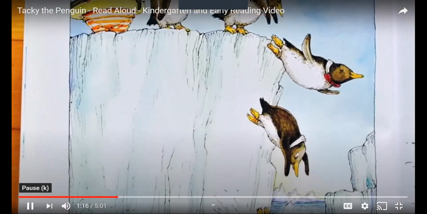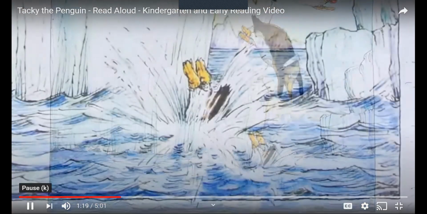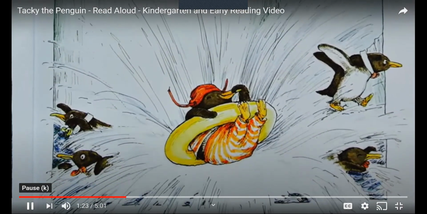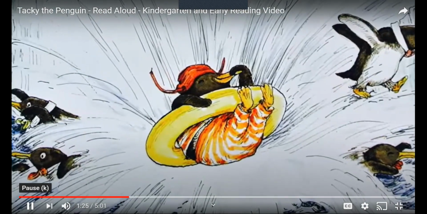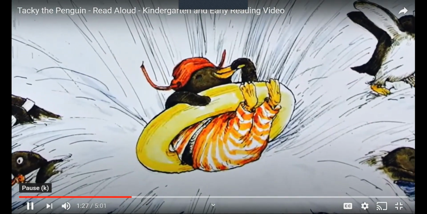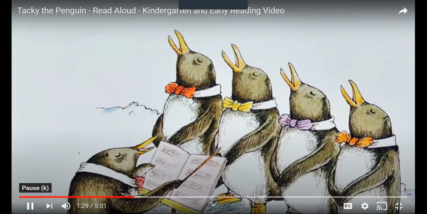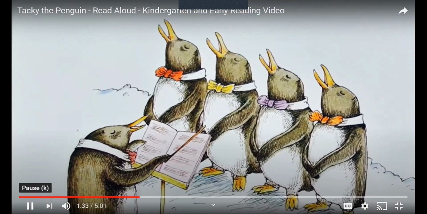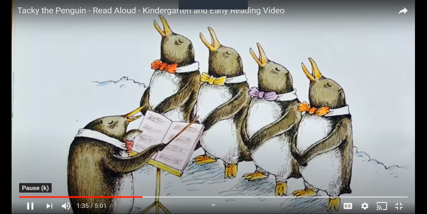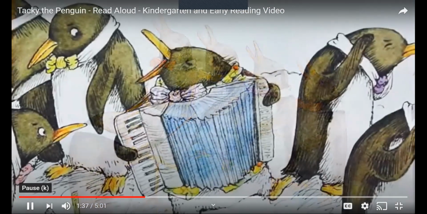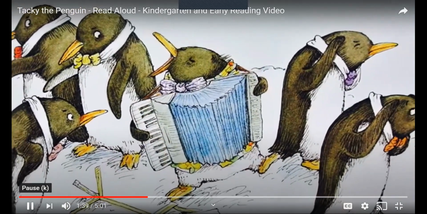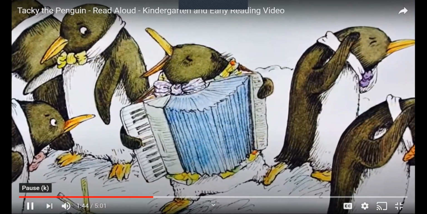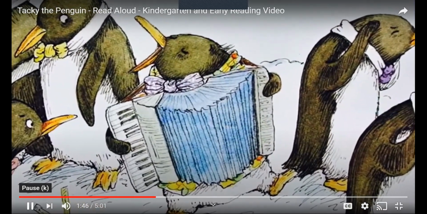His companions were graceful divers. Tacky liked to do splashy cannonballs. Goodly, Lovely, Angel, Neatly, and Perfect always sang pretty songs like Sunrise on the Iceberg. Tacky always sang songs like, How many toes does a fish have? Tacky was an odd bird.